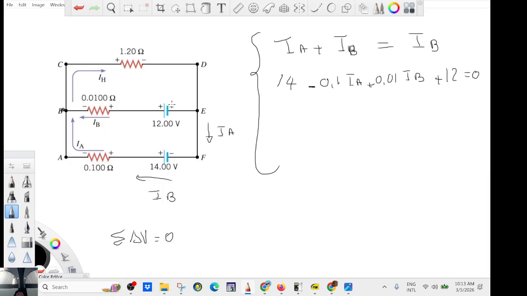And then I do the same thing. I have to be faithful to my current. So current is going this way. So it means it's going this way.